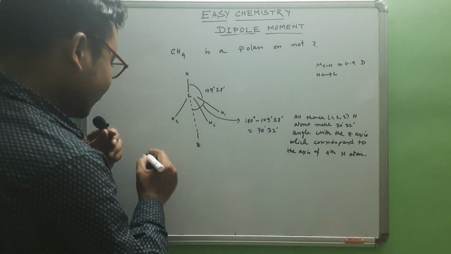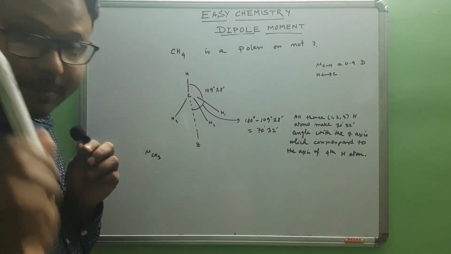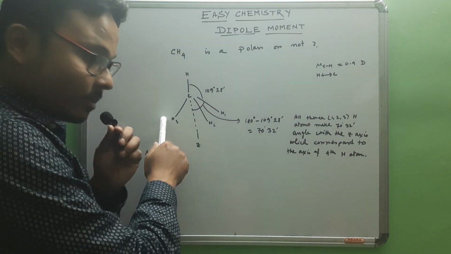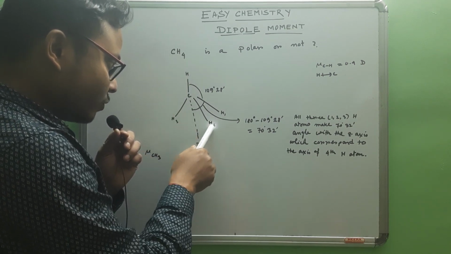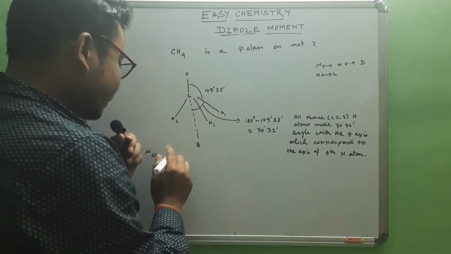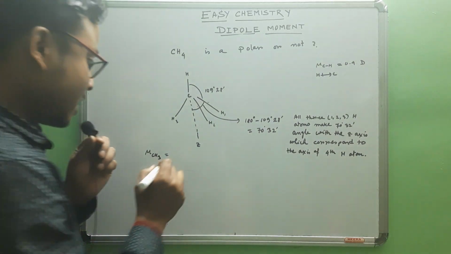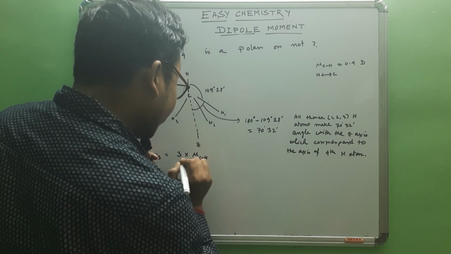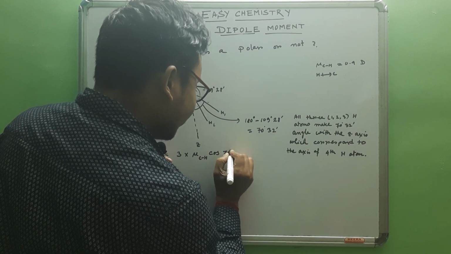So what will be mu CH3? Mu CH3 is nothing but the total bond moment of the three carbon-hydrogen bonds, one, two, three. So the total bond moment for the three hydrogen atoms bonded to the carbon atom is mu CH3, which is 3 times mu CH cos 70 degrees 32 minutes.